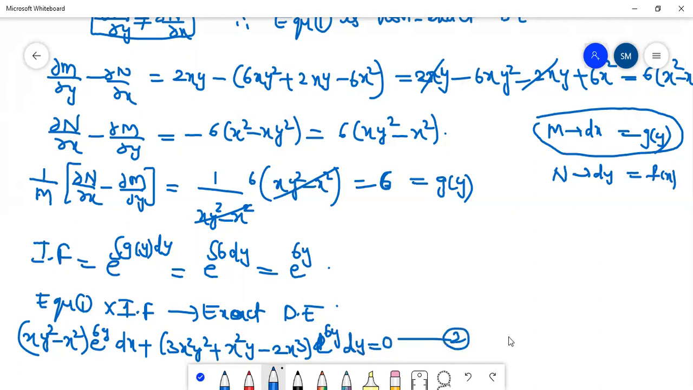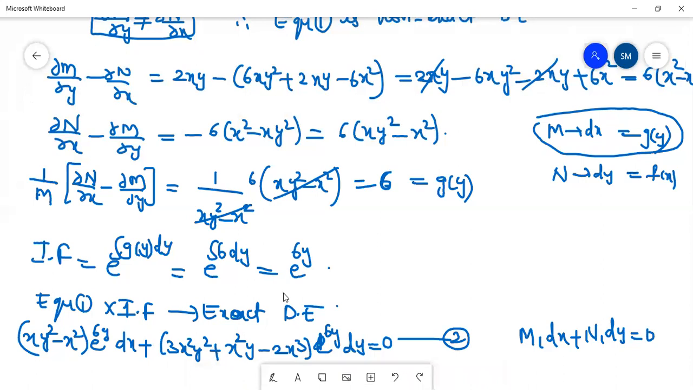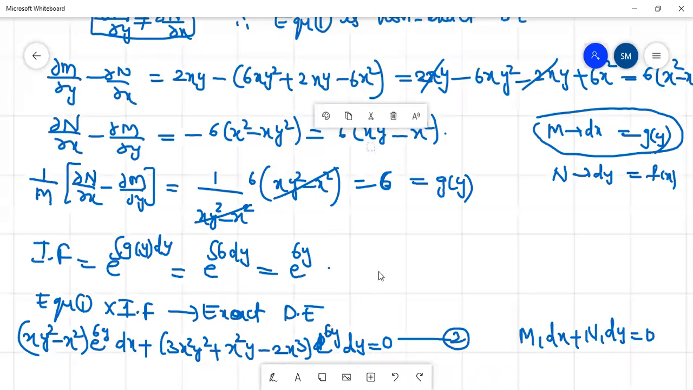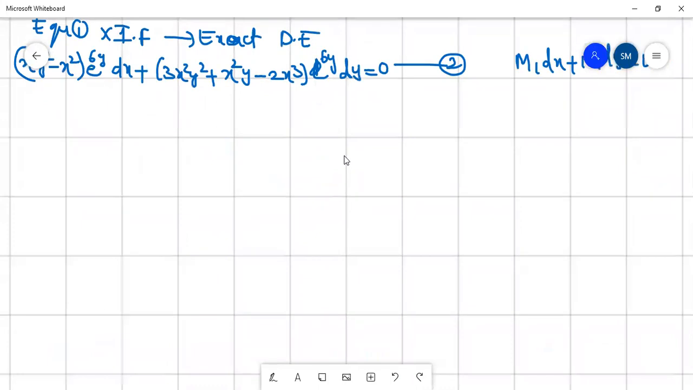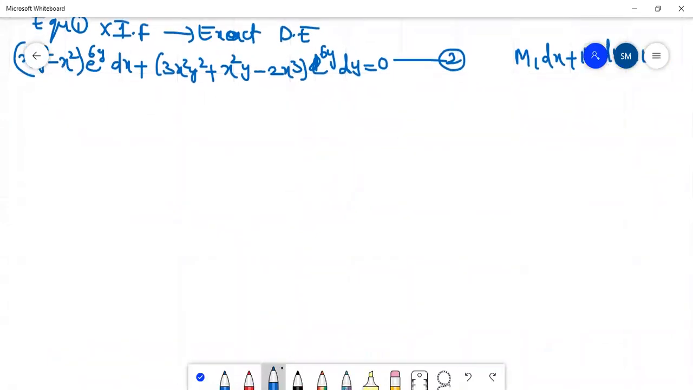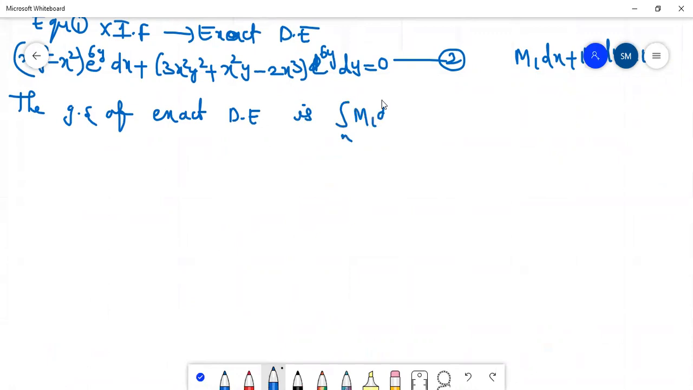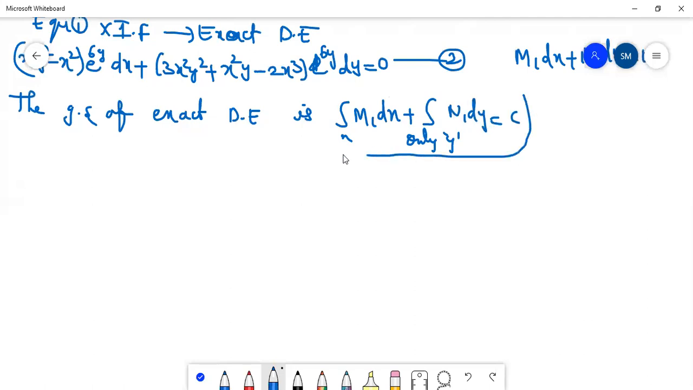This is the second equation. It is compared with M1 dx plus N1 dy equal to 0. Again, we can go through the general solution of an exact differential equation. The general solution of an exact differential equation is integral over x of M1 dx plus integral of only the y terms of N1 dy equal to c.